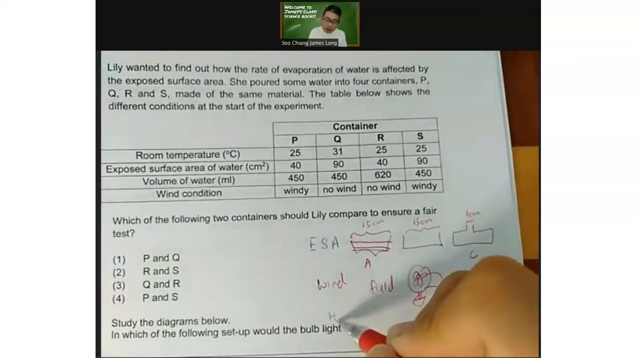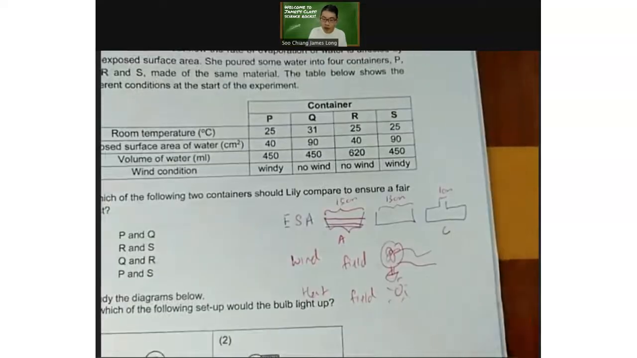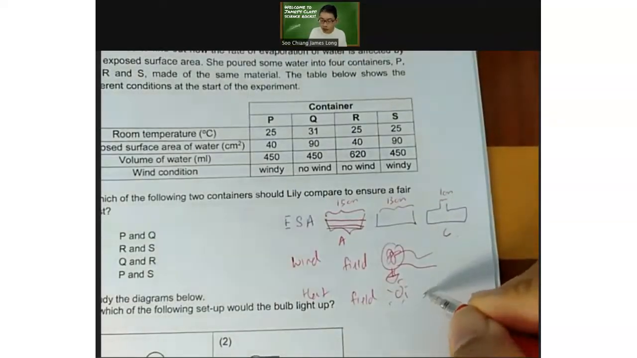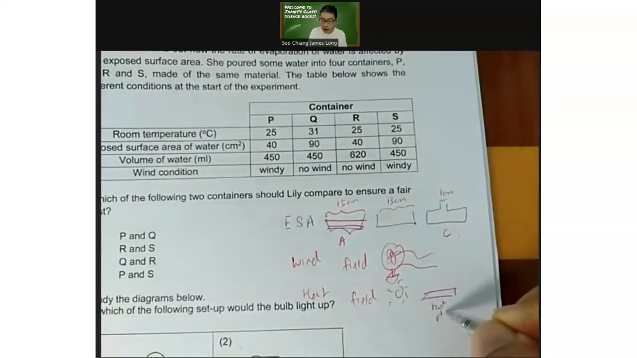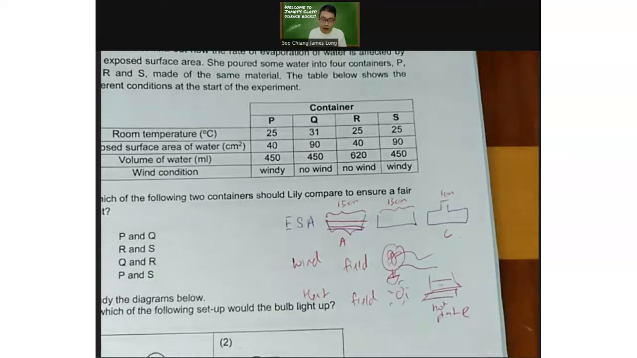Or the last one is heat. Heat means put it in a field in the daytime so there's a sun, or you put it near a heat source, right, on a hot plate. Then you start to heat up the water. So with the source of heat, that can also increase the rate of evaporation.